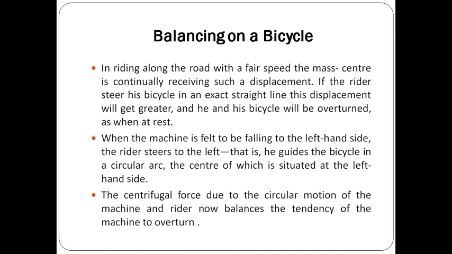When the machine is felt to be falling to the left hand side, the rider steers to the left, that is, he guides the bicycle in a circular arc, the center of which is situated at the left hand side, and thus makes the bicycle stable. The centrifugal force due to the circular motion of the machine and rider now balances the tendency of the machine to overturn.